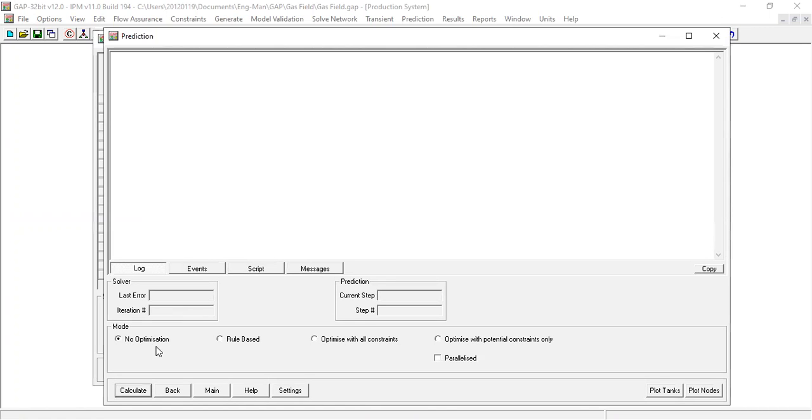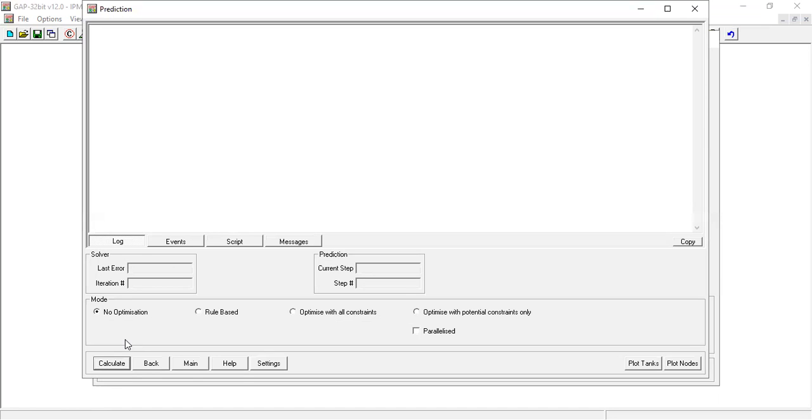So the modes are: no optimization, rule-based, optimize with all constraints, and optimize with potential constraints only. For the basic case, the easiest and simplest operation, we start with no optimization. So the GAP will only be given the separator pressure of 1000 PSIG and the maximum flow rate of 250 million standard cubic feet per day of gas.